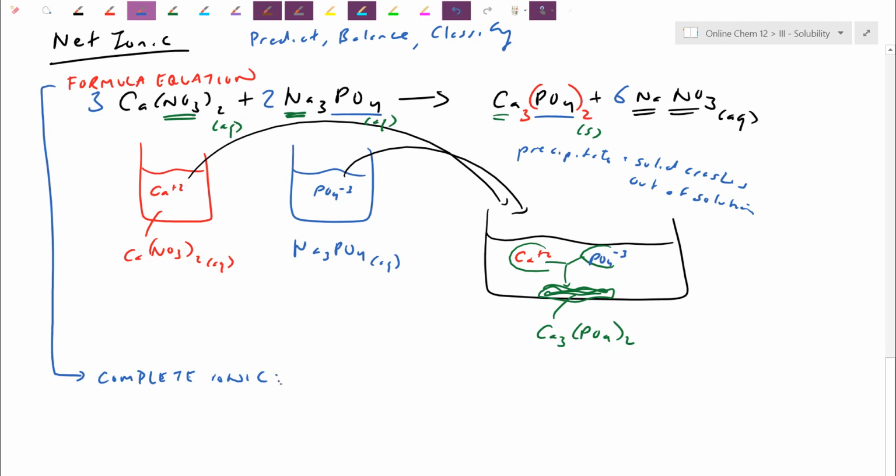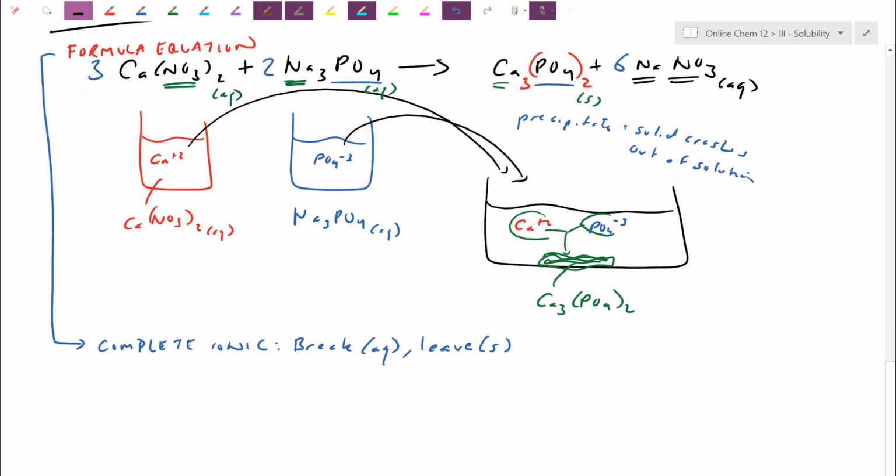A complete ionic, really simple. I want you to break up, dissociate any salts that are aqueous, but I want you to leave any solids alone. Later on, we're going to even leave liquids alone, but we're not going to see any liquids out of this story. So let's keep the numbers here. Calcium nitrate is going to dissolve. It's going to dissociate. We're going to get calcium ions. We're going to get nitrate ions. Remember, the polyatomics stick around together. I still don't need to worry about the ratio.